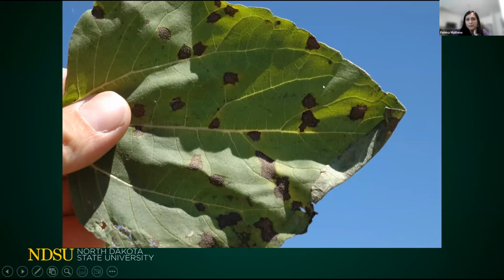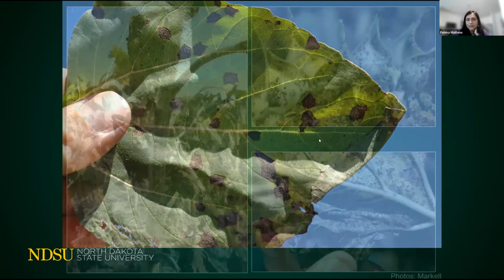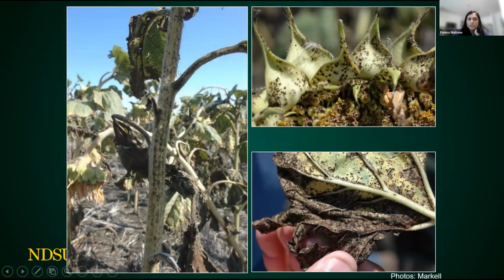Although these look brown and circular, there is no bump on the plant. So it is unlikely that this is going to be rust. This is more of a Septoria or Alternaria leaf spot, as we call it in sunflowers. I have a few more pictures.